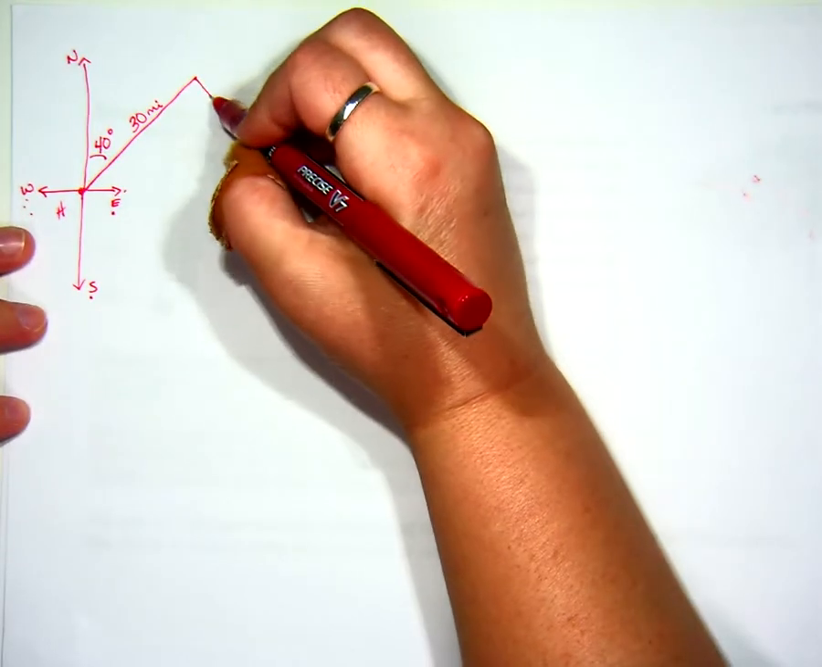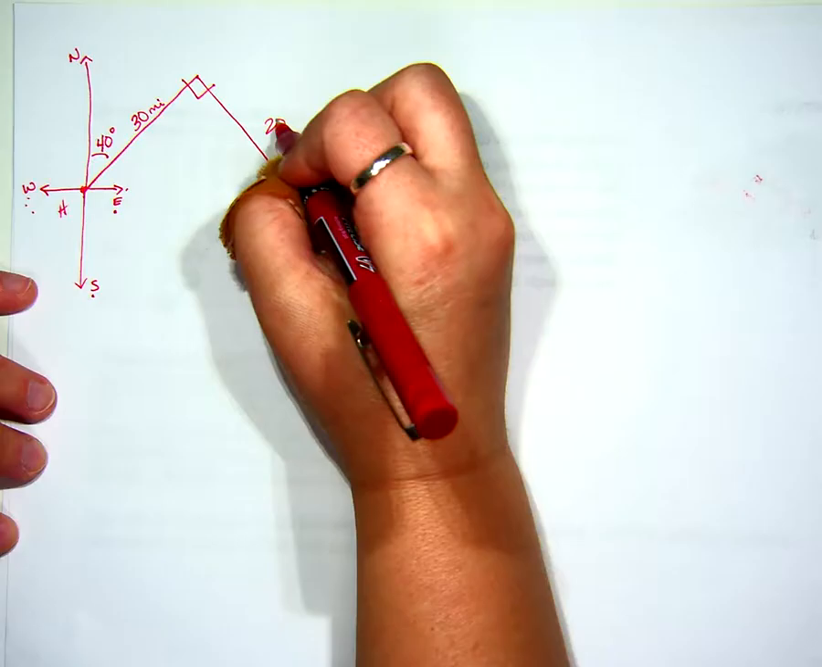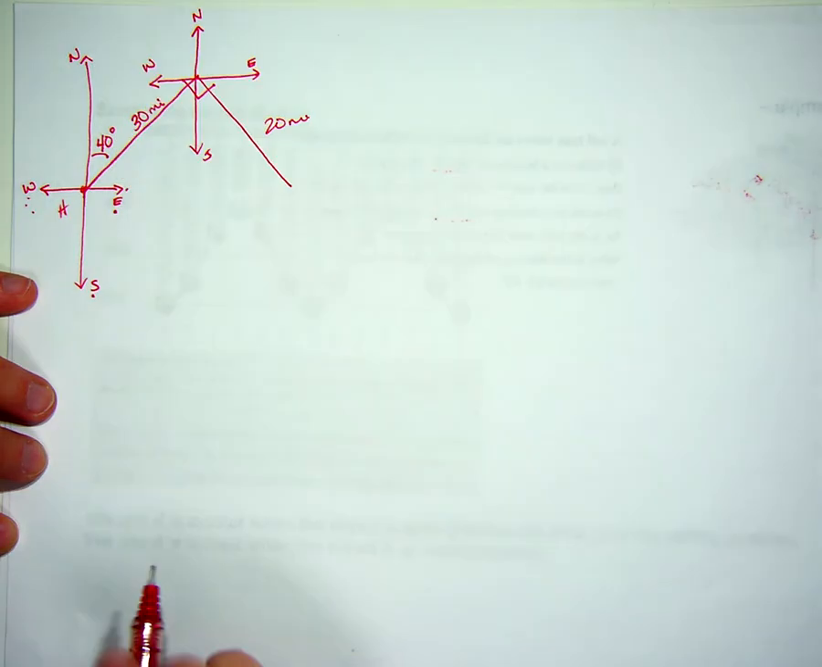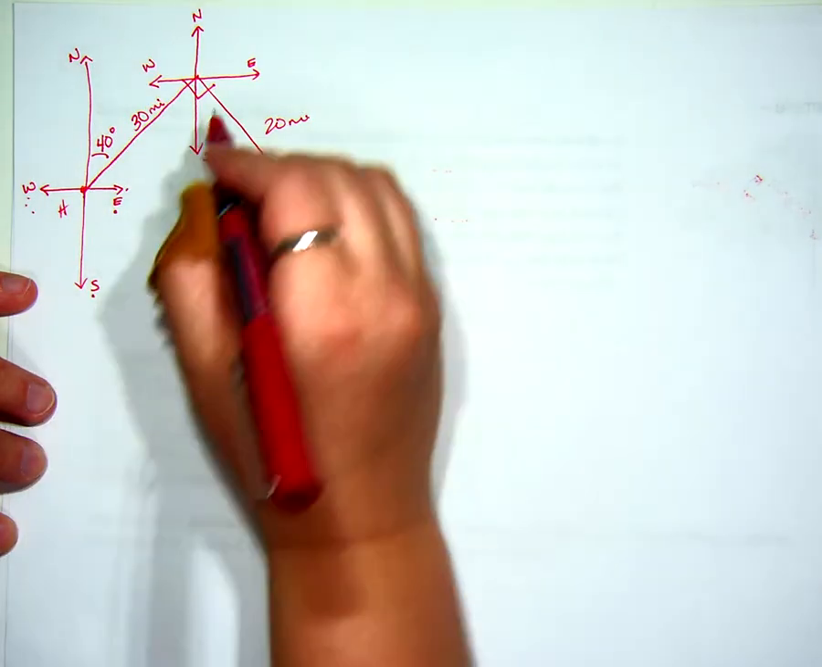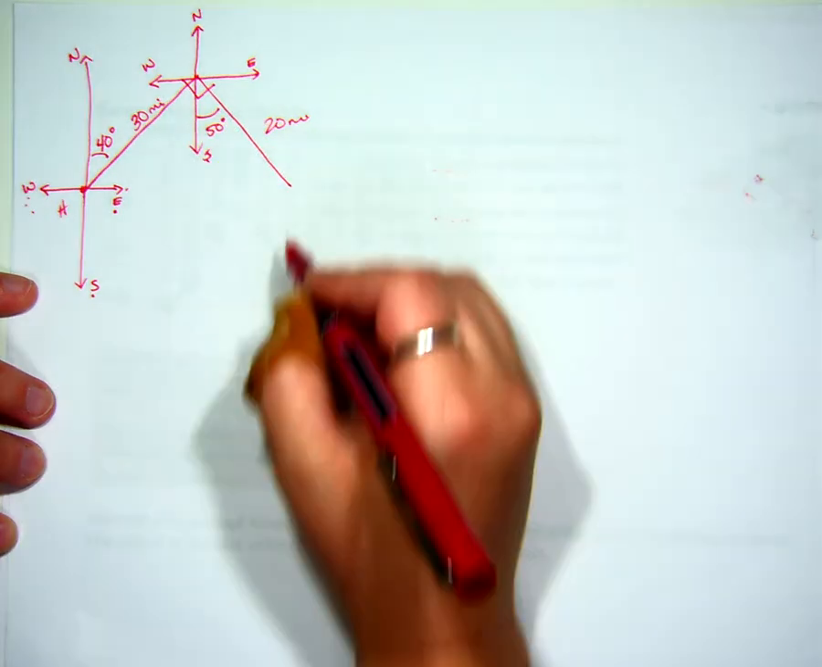Then, I'm to turn 90 degrees. That's a right angle. And I am to travel 20 miles. Whenever you turn, do yourself a favor and draw, again, your compass. Because it's stated that you turned 90 degrees and you're traveling on a bearing of southeast, so here's my southeast, at an angle of 50 degrees here.